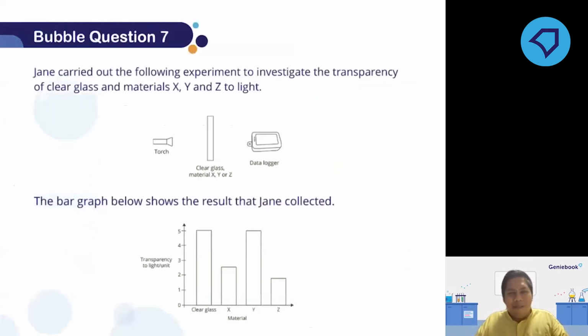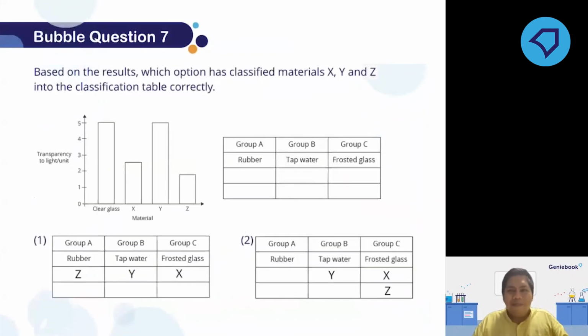So bubble question 7, I will let you read first. Jane carried out the following experiment to investigate the transparency of clear glass and materials X, Y, and Z to light. The bar graph below shows the results that Jane collected. This is the first page of the question. There's a second page where you must answer. There will be 2 options, so you only select 1 or 2. If I see people select 3 or 4, I don't know what to say, because there's only 2 options. Ready? Let me show you the question right now.